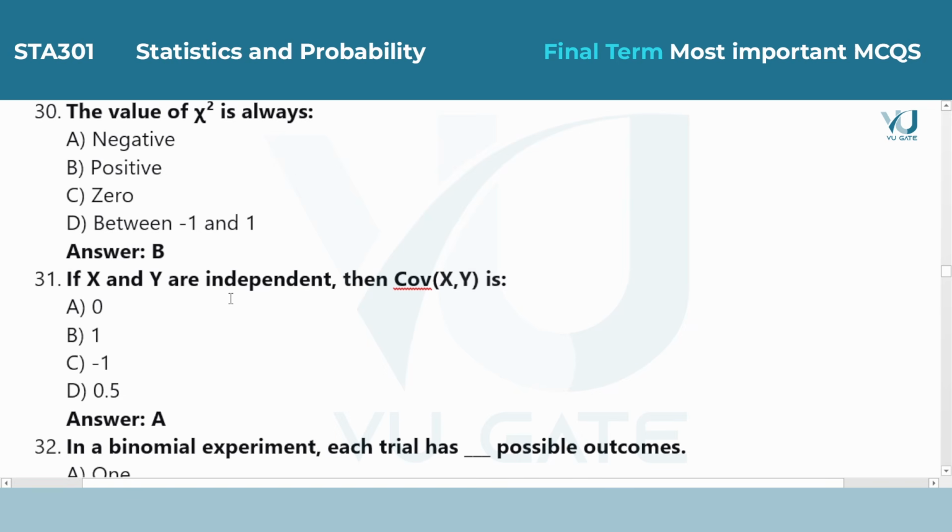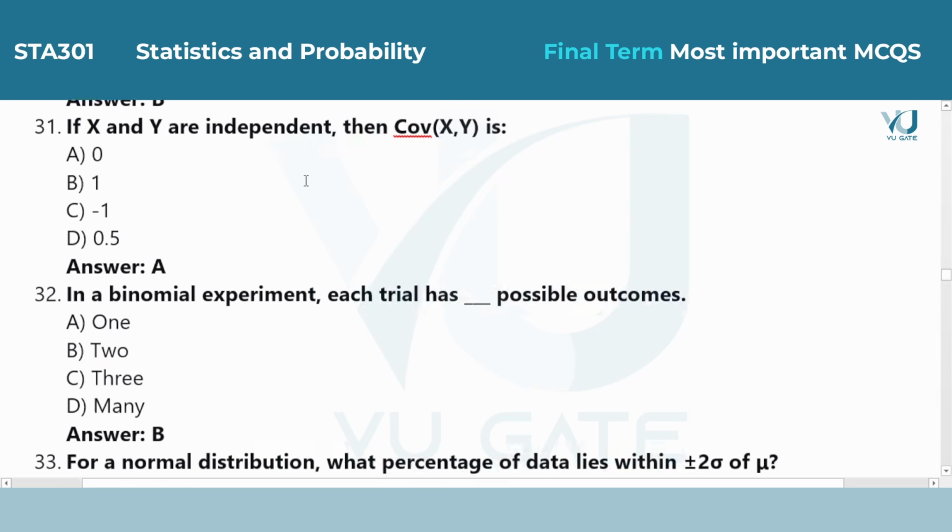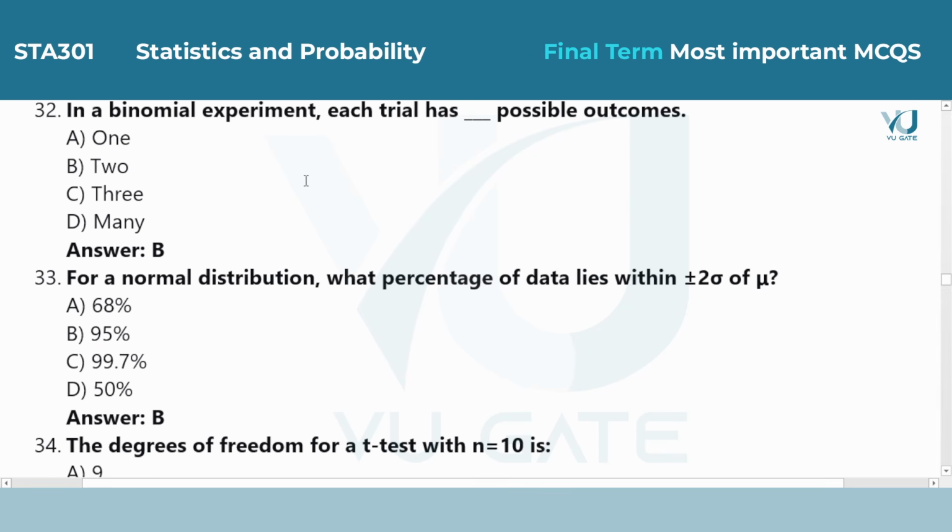Question. The value of chi-square is always. Answer. B, positive. Explanation. Because the calculation involves squaring differences, the result can never be a negative number. Question. If X and Y are independent, then covariance of X and Y is. Answer. A, 0. Explanation. Independent variables have no relationship, so they do not vary together, resulting in 0 covariance.